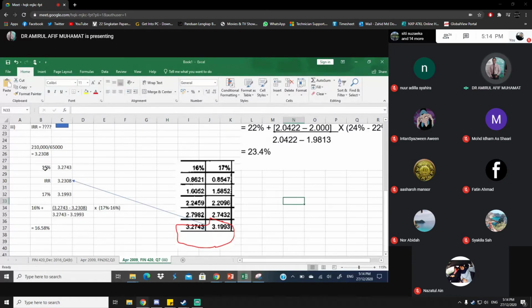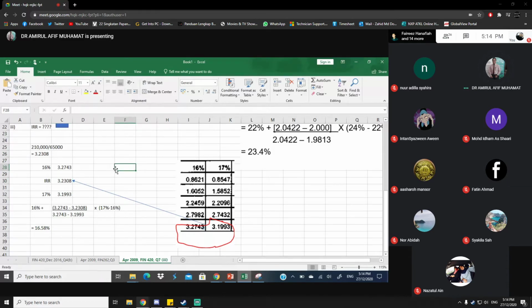Okay, so 16% to 3.2743. 17% to 3.1993. So the IRR factor that we are looking for is here in the middle.